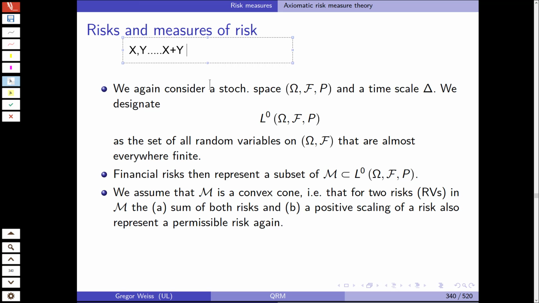I have to write it in this way. Let's say x is an element of M, and a times x is also an element of M, with a being larger than 0. So any positive scaling of a risk x and the sum of two risks x plus y both fall into M again, and that's what is meant by M is a convex cone.